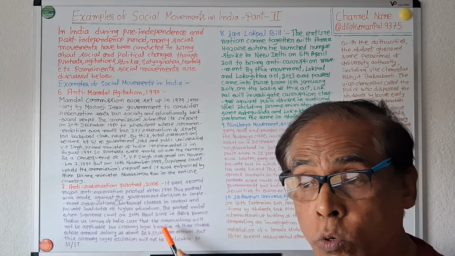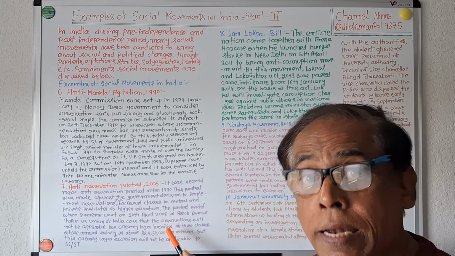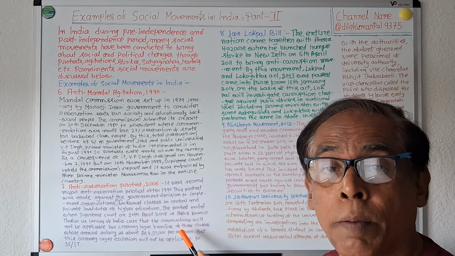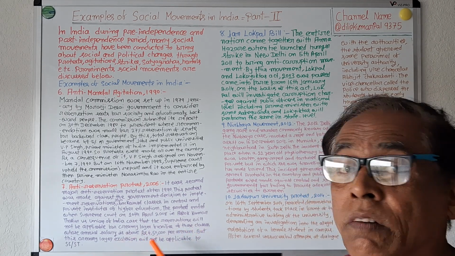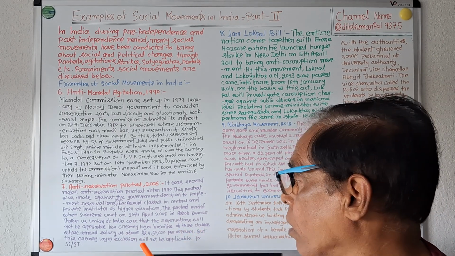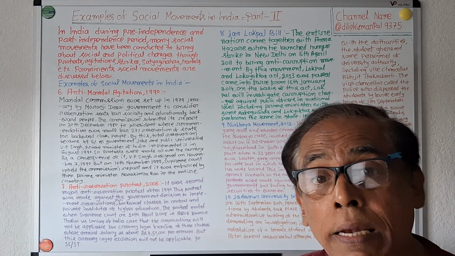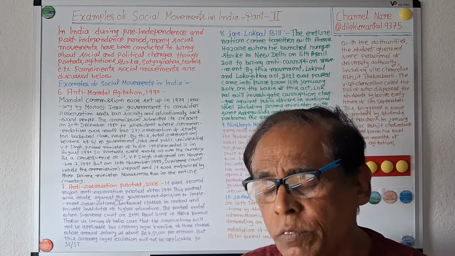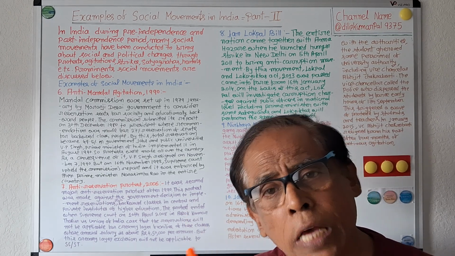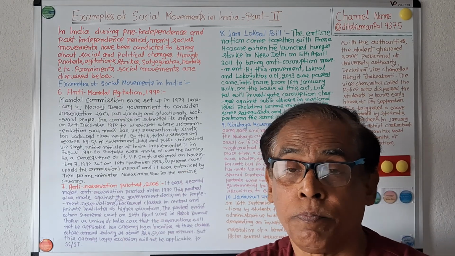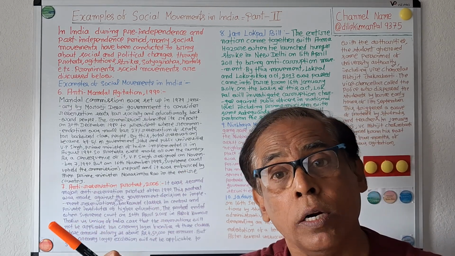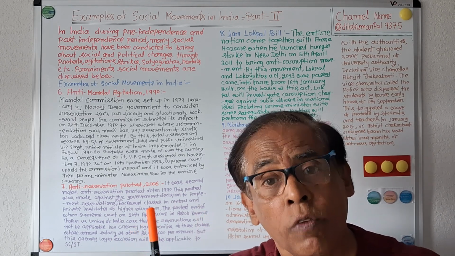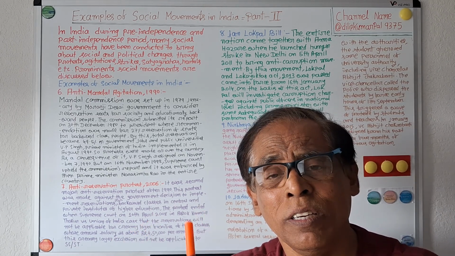The reservation of 27% will not be applicable for creamy layer or rich families of socially and educationally backward classes whose annual income is above 4.5 lakhs per annum. But this creamy layer system will not be applicable for ST and SC. It means the reservation of 27% will not be applicable for creamy layer people of socially and educationally backward classes, but the system of creamy layer will not be applicable for people of ST and SC.